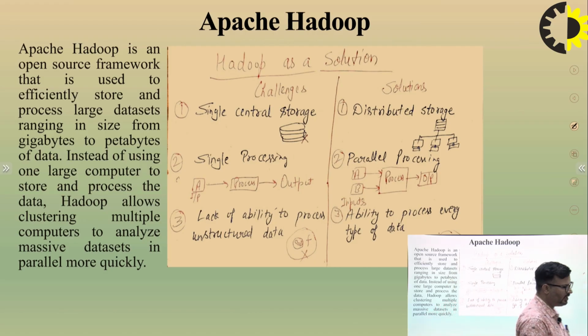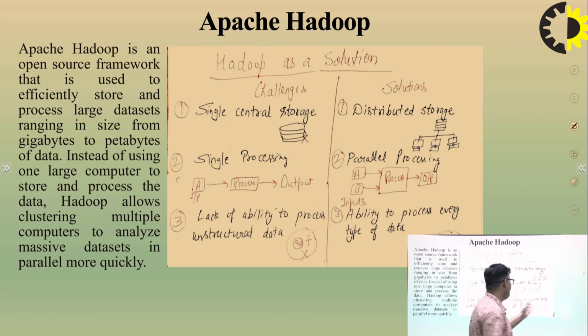So for these challenges there are different types of solutions. The solution is distributed storage, meaning some data is available in this machine, some data is available in another machine, and some in yet another machine, but these are connected with each other at a centralized level. Then we will also use the parallel processing concept, like A and B are 2 inputs, and after processing we give 1 output. Then second, the ability to process every type of data.